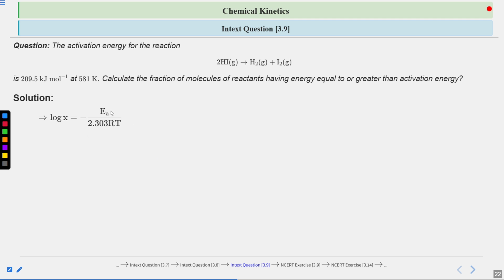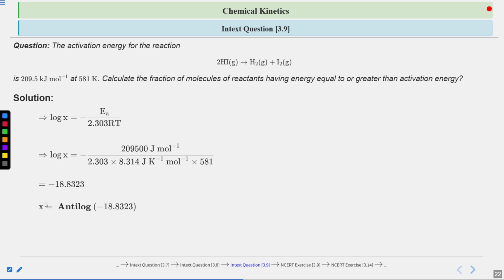Now this was the equation. So log X will be Ea, you put the value 2.303 here, multiplied by the R value, which is 8.314, multiplied by temperature. Temperature is 581 Kelvin, already given. Now when you solve this, it comes out as minus 18.8323. This is the value of log X.